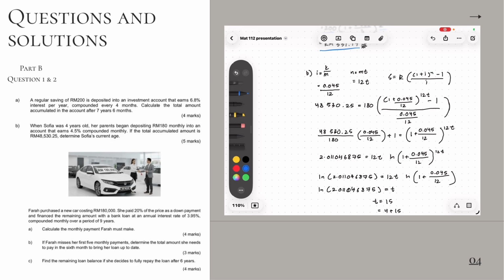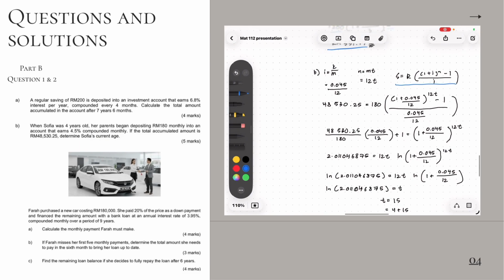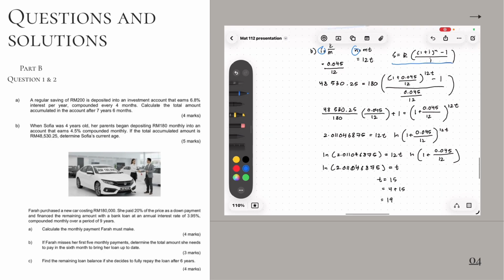So we have to use the annuity formula, which is S equals R, bracket 1 plus i, close bracket to the power n minus 1, over the interest. So first of all, we have to find the interest. So i is k over m, 0.045 over 12, because it is compounded every month. And for the n, we just take 12 times the t, which is what we're trying to find. So put all the information in the formula.